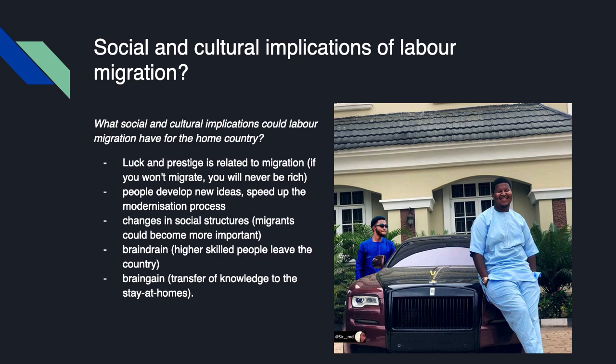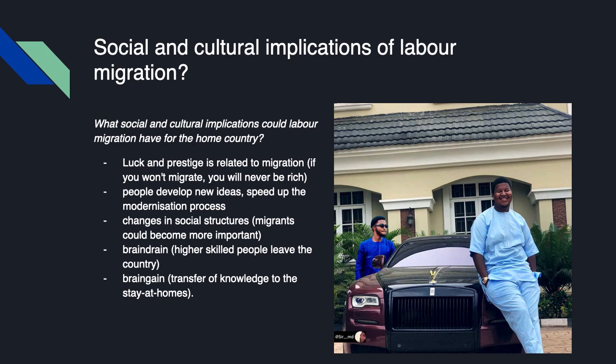Well, luck and prestige is related to migration. If you won't migrate, you never will become rich. So people develop new ideas, and those ideas might speed up the modernization process. The richer people will do that. And again, you see on this picture the Black Diamond Group of South Africa. This means that there will come changes in social structures because migrants could become more important.